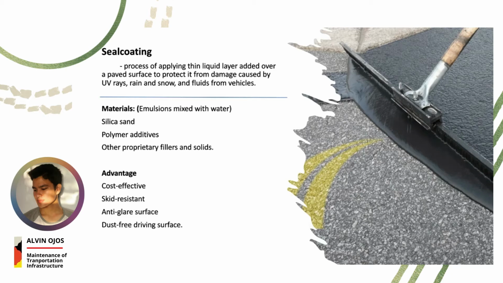So what are the advantages of using seal coat? When it is applied over existing pavement, seal coating is a really cost-effective way of resurfacing that extends the life of the road by sealing out moisture. It also provides a skid-resistant, anti-glare surface during wet weather, and because it hardens the surface of gravel roads, it provides a dust-free driving surface.